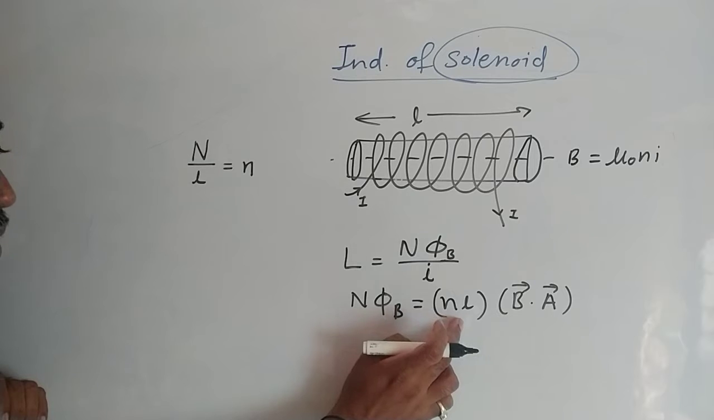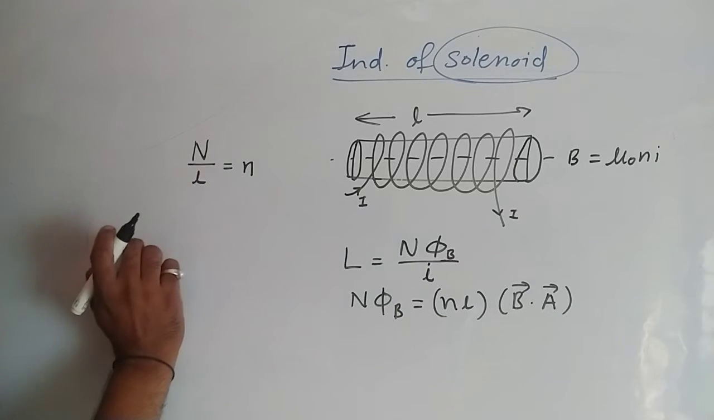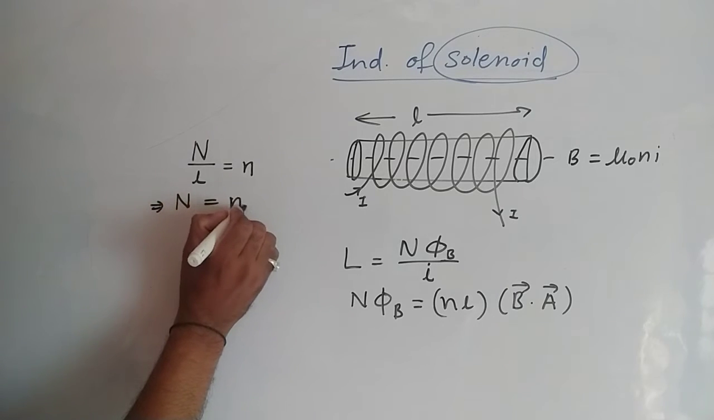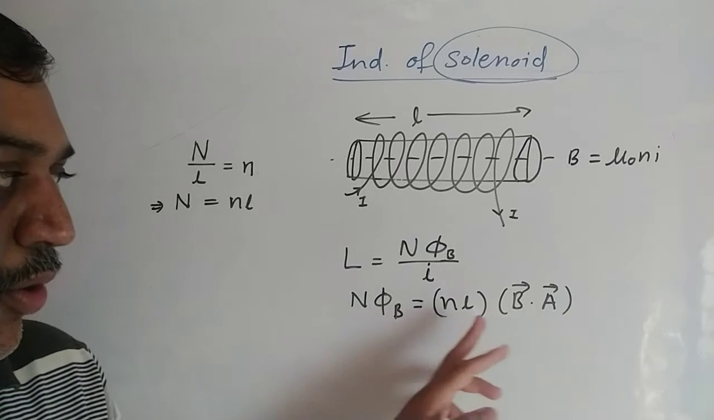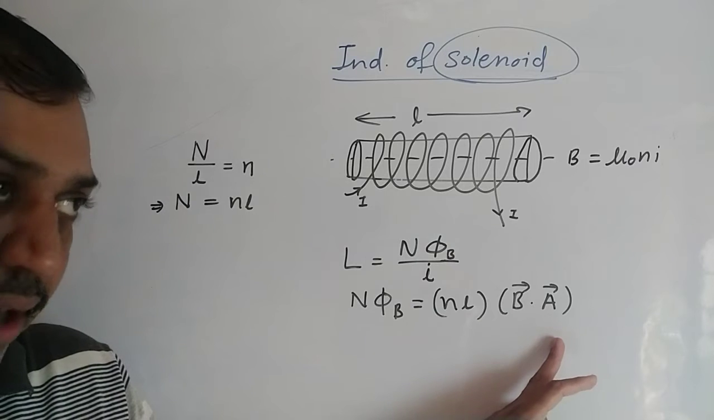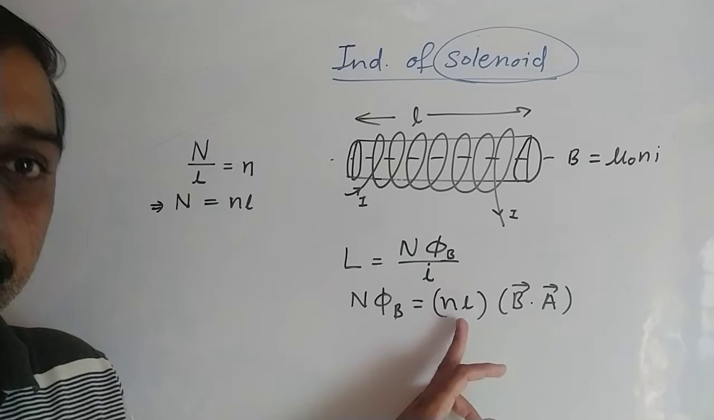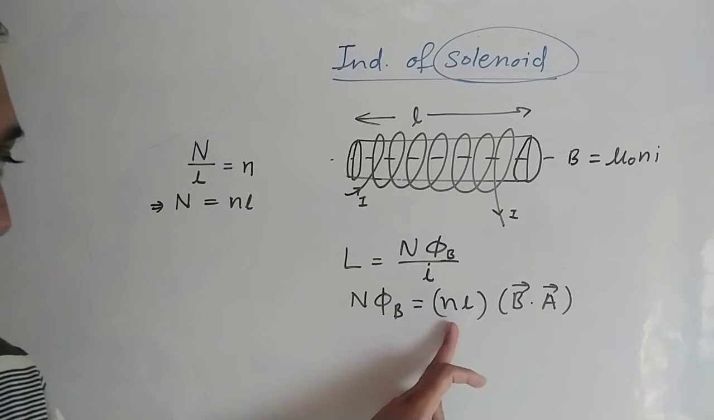So what we have done, N phi B equal to nL. From this you can find the value of capital N. So capital N equal to nL. The same thing they have done here. As we know, the formula is N phi B equal to B dot area A. But here the number of turns is N, so you should take N here. But instead of N, we have written nL here.